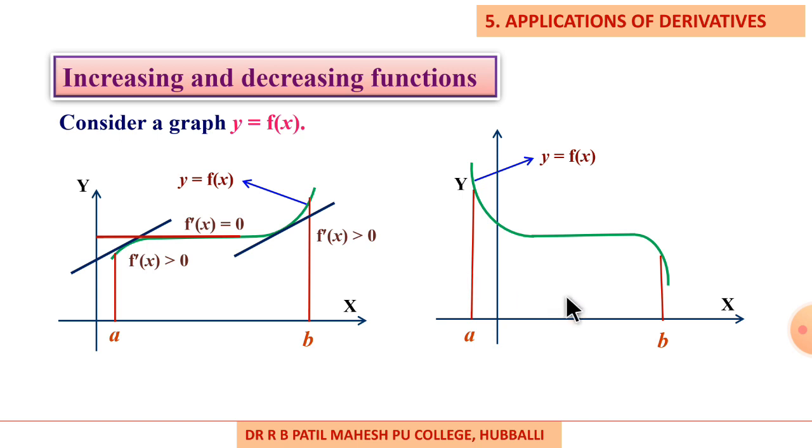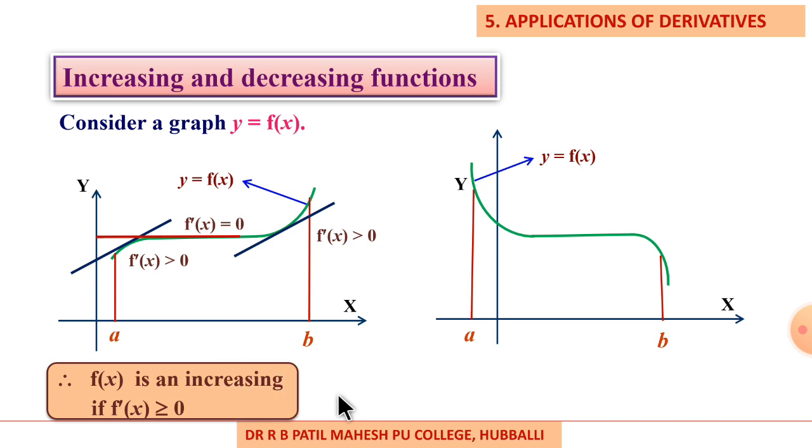Now, in the next graph, first we define: f of x is increasing if f dash of x is greater than or equal to 0. So we call the function increasing when f dash of x is greater than or equal to 0. Here you can see the graph is in increasing form.